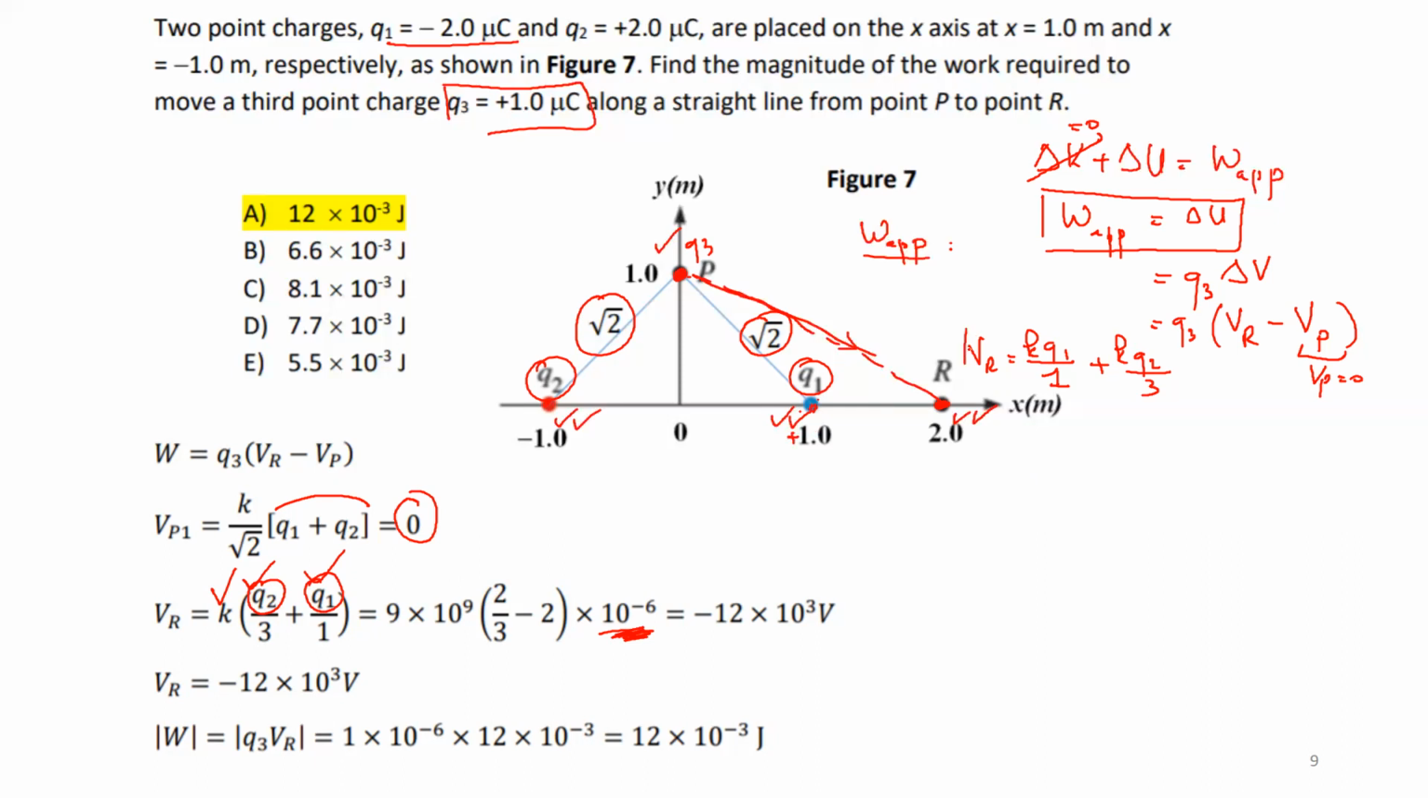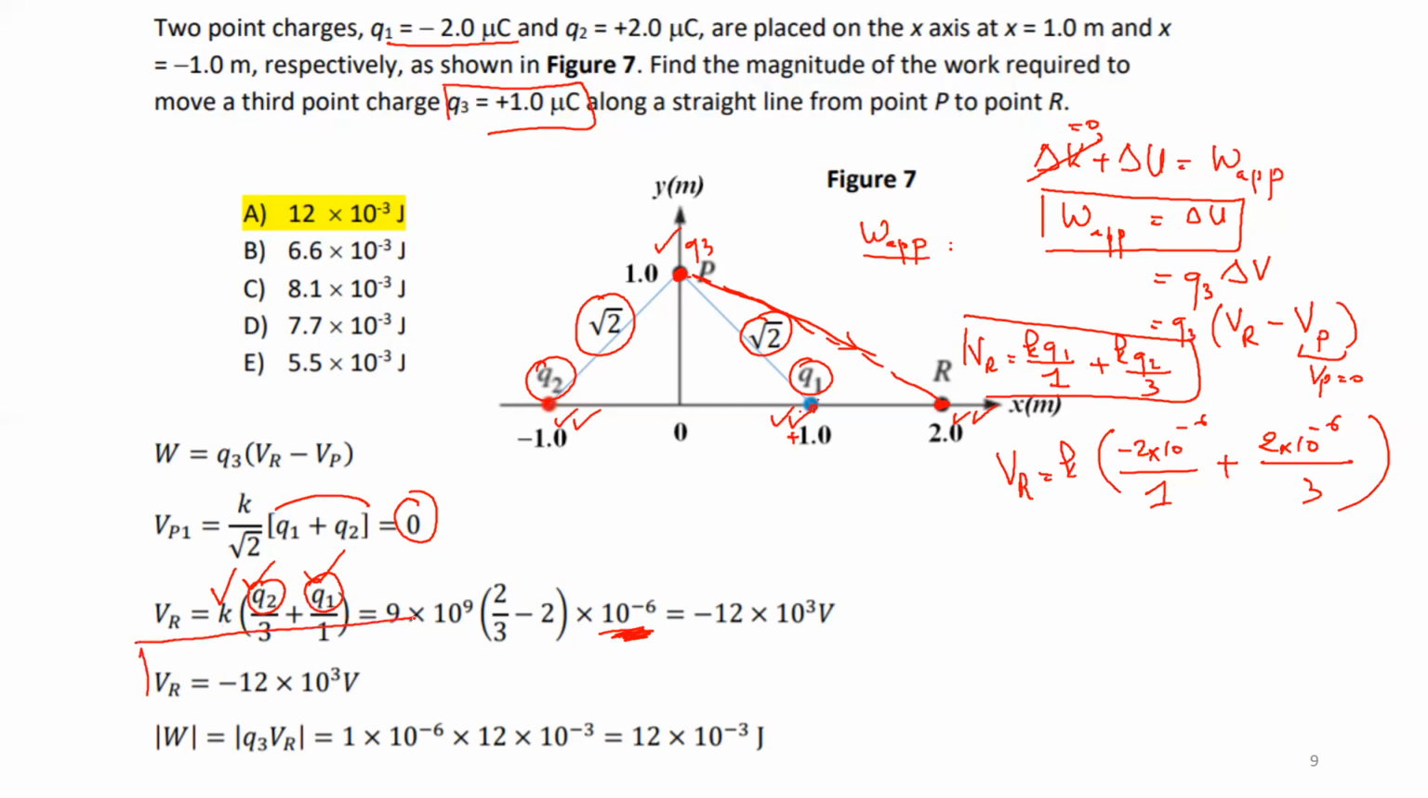I have this as my formula. Now I have VR, which is K, Q1, which is minus 2 times 10 to the power minus 6 divided by 1, plus Q2, which is plus 2 times 10 to the power minus 6 divided by the distance, which is 3. When you do that, you get VR is just minus 12,000 volts.